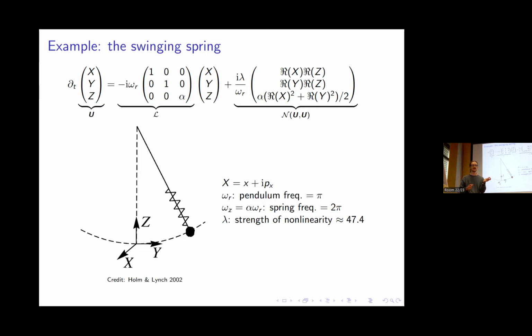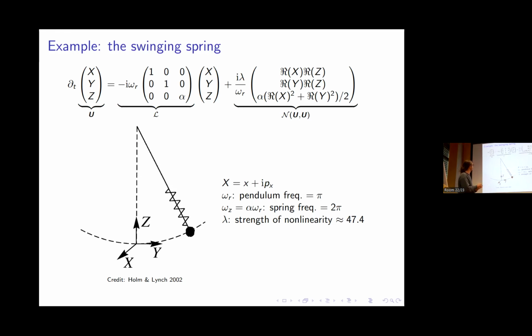I'll just show you plots of the displacement. And then you have a linear part that is dependent on the frequency of the pendulum, and then this alpha is the ratio of the spring and pendulum frequency. So you have two frequencies, one from the pendulum length and the other from the frequency of the spring. And then this lambda is determined by the things like the spring constant and the length of the pendulum, but is essentially the strength of the nonlinearity in the system.